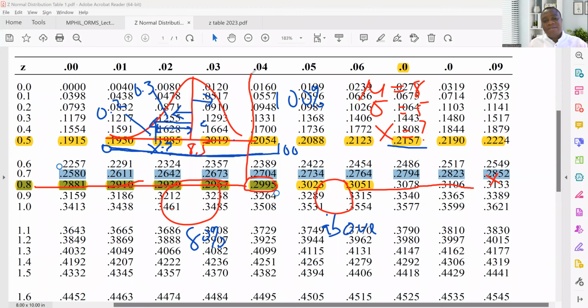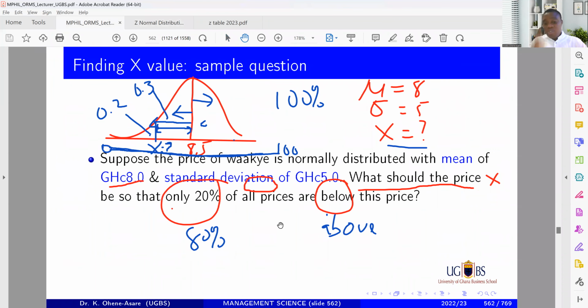Most of you are writing plus 0.84. It's not plus 0.84. It's rather minus 0.84. Why? Because it's on the left of the Z. Okay, so now let's go and use this in our formula. You go into the formula and substitute that value into Z.